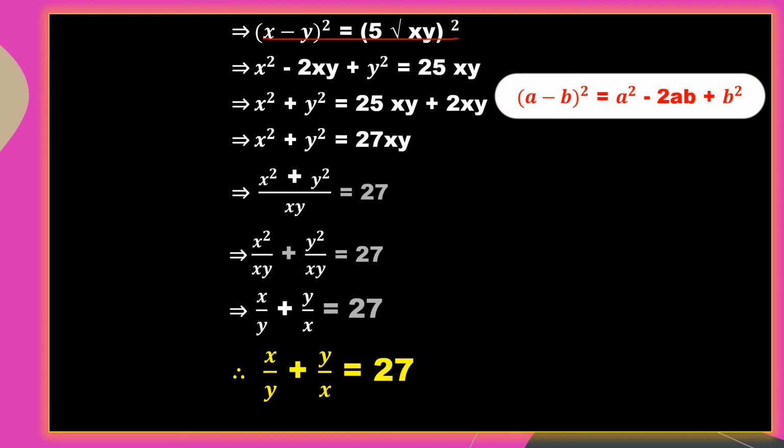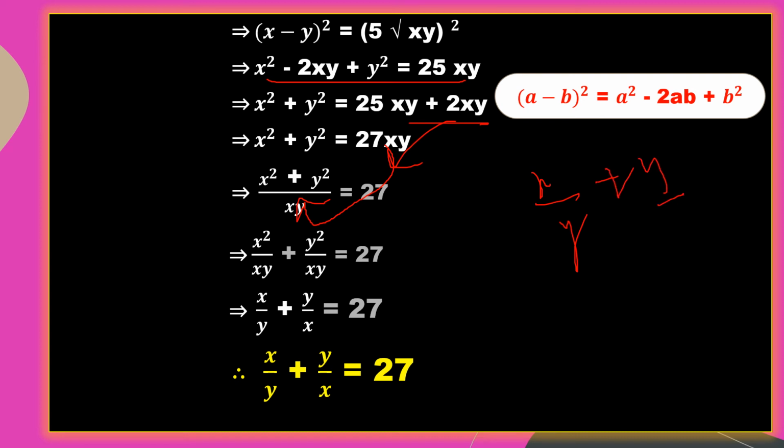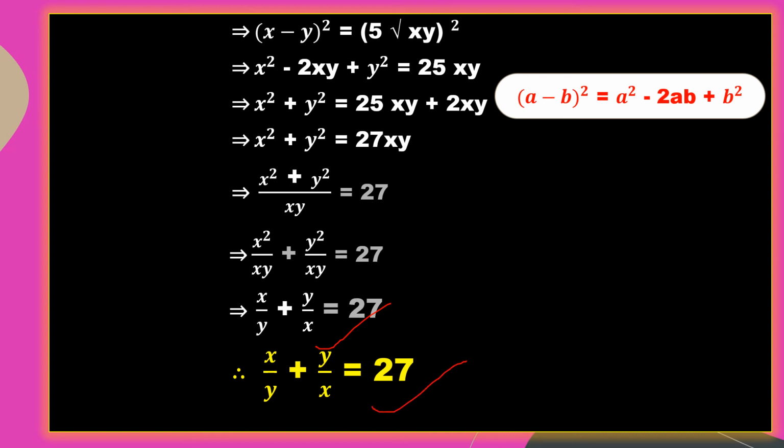Do squaring on both sides, and by using the respective formula, you will get this. Now whatever minus 2xy is there, you should send here. It will become 2 plus 2xy. After that, this xy should be sent there, because he asked in terms of x by y plus y by x. To get that, send this xy here and cancel 1x and 1y. So you'll get x by y plus y by x equal to 27. This is your example problem.